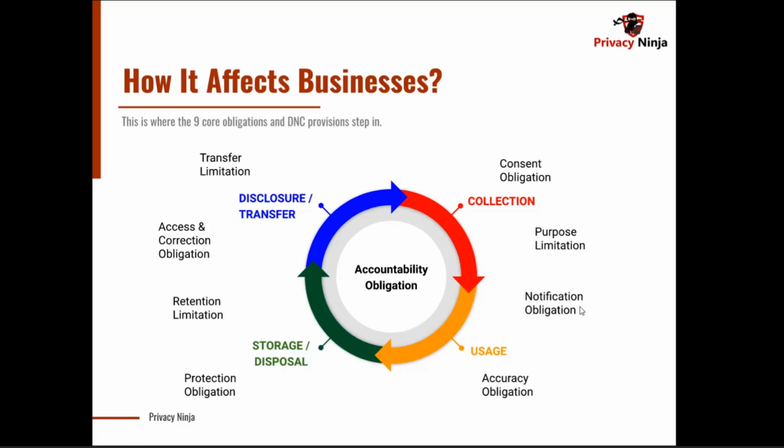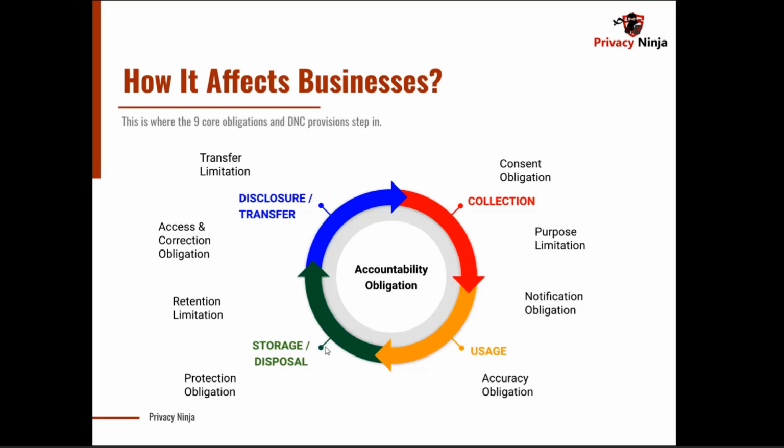Followed by notification. Again, your business must inform individuals of the purposes for which their personal data is being collected, used, and disclosed. All these 3 obligations fall during the collection period. And what about usage? There's the accuracy obligation. Your business must make a reasonable effort to ensure that the personal data collected is accurate and complete, if the personal data is likely to be used by your business to make a decision that affects the individual to whom the personal data belongs, or if this personal data will be disclosed by your business to another organization.